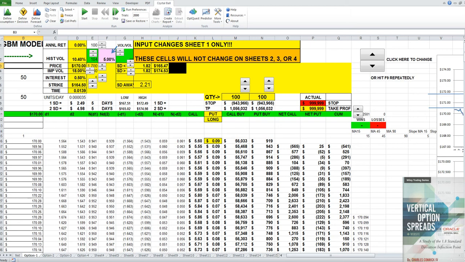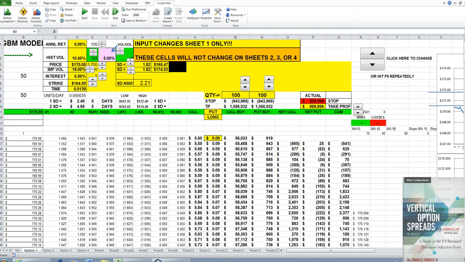Hello and welcome to section 2 or lesson 2 of the trading spreadsheet for vertical option spreads, the 1.8 standard deviation inflection point. Now last time in lesson 1 we looked over the 4 sheets.